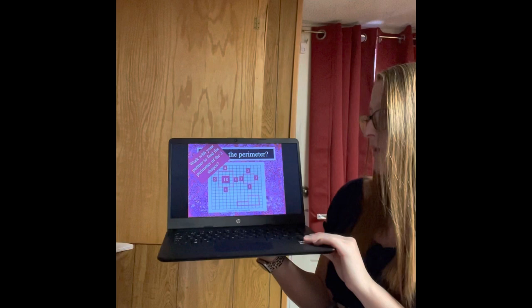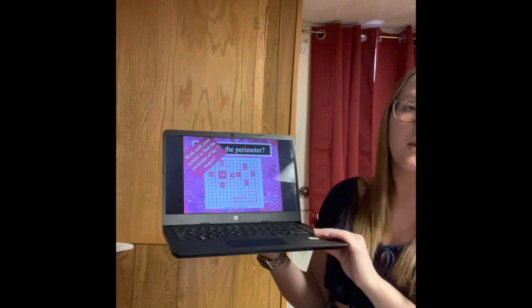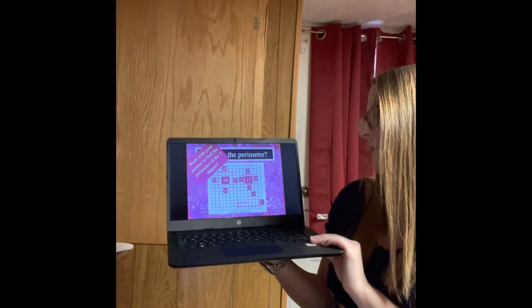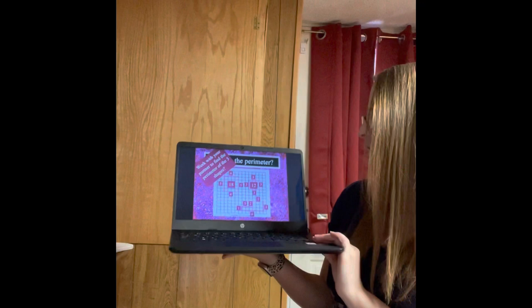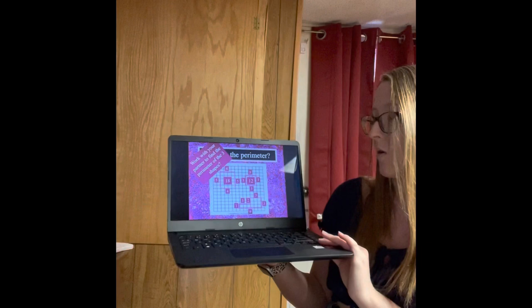For the second one, it's a cube or a square, so all sides are equal. What was the one for the second? 12. Very good. And for the last one? 18. Good job. This one could have been a little tricky because it involves two shapes put together, but just make sure you count all the sides to get the perimeter of both objects.